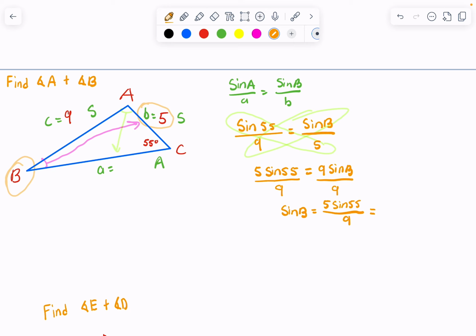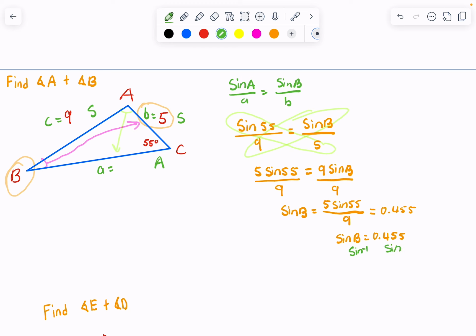And I got 0.455. You should always round to 3 decimal places unless told otherwise. So that's sine B. That's not an angle. That's sine. So to find an angle, you're going to want to get rid of the sine. And to do that, you basically multiply both sides by inverse of sine, which is just that.